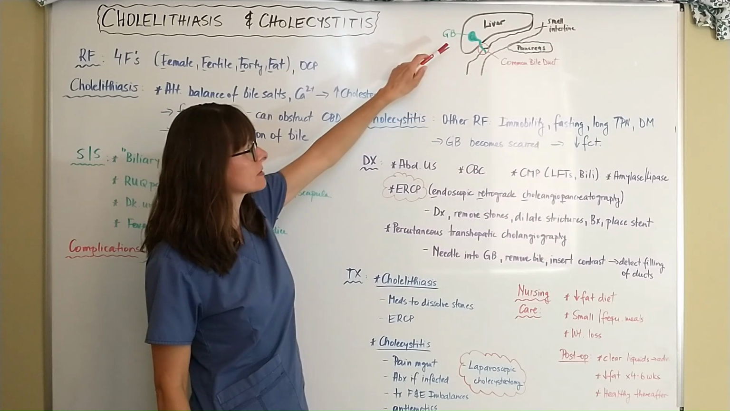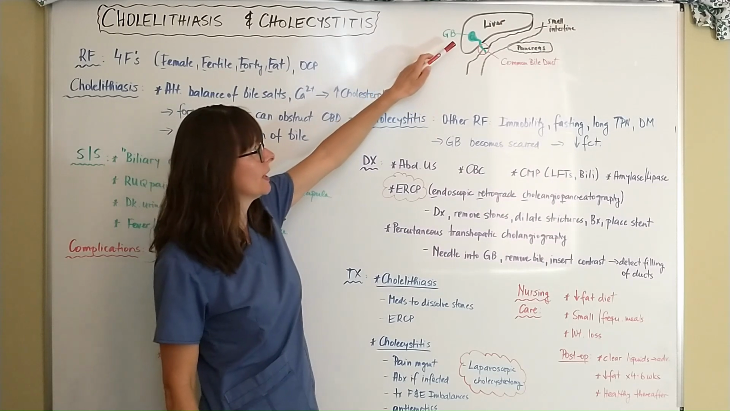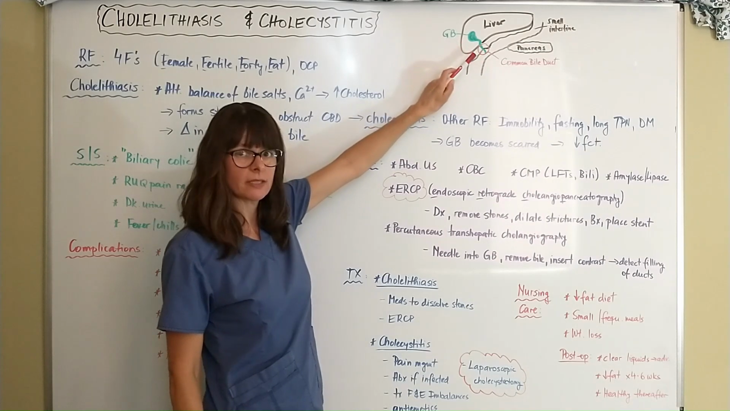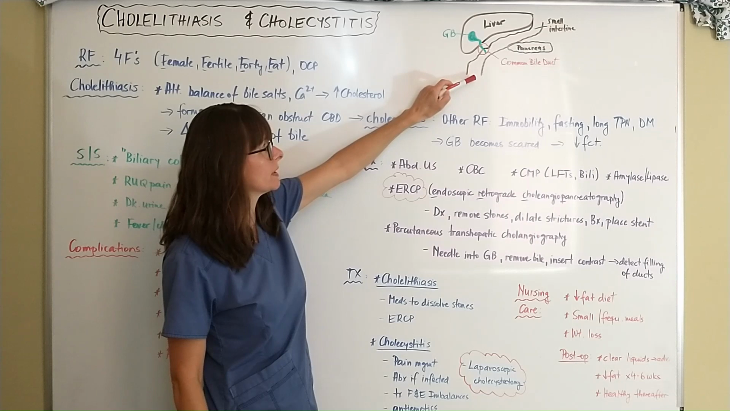The gallbladder is kind of hidden behind the liver here, and then through the common bile duct empties its contents, which is bile, into the small intestine.